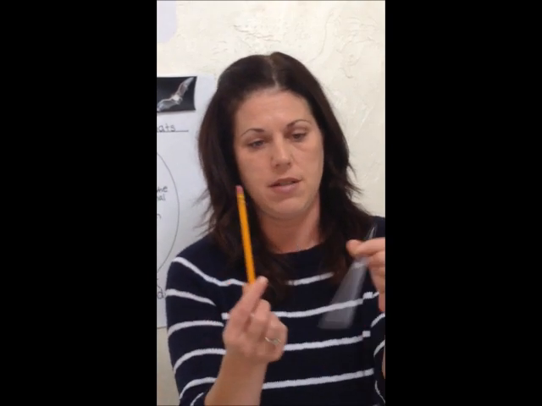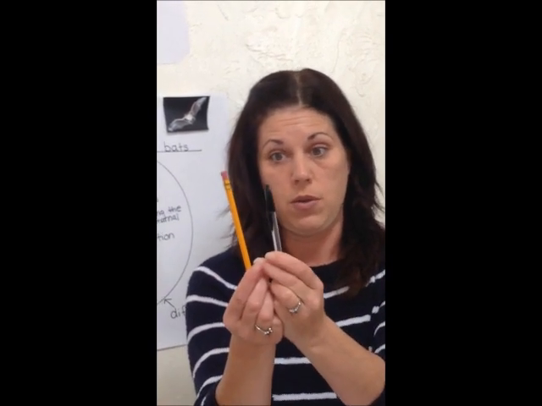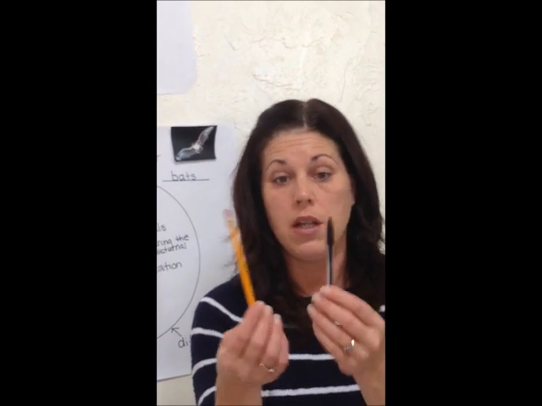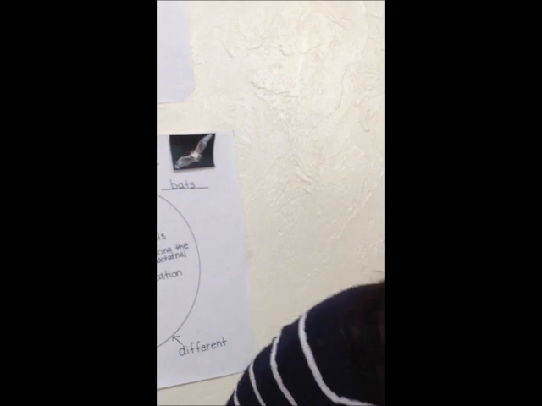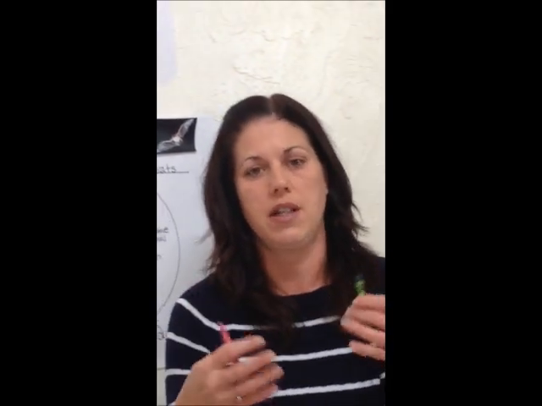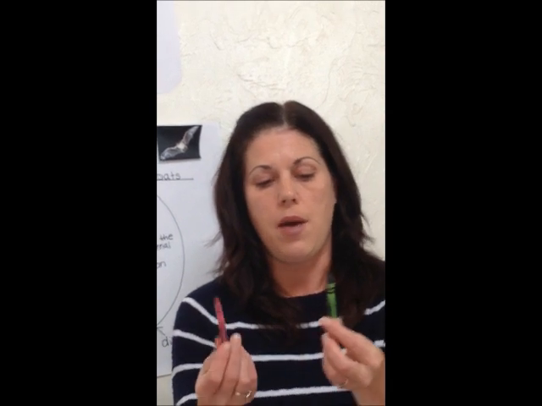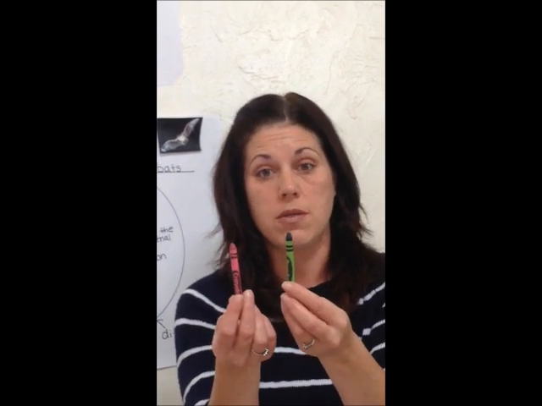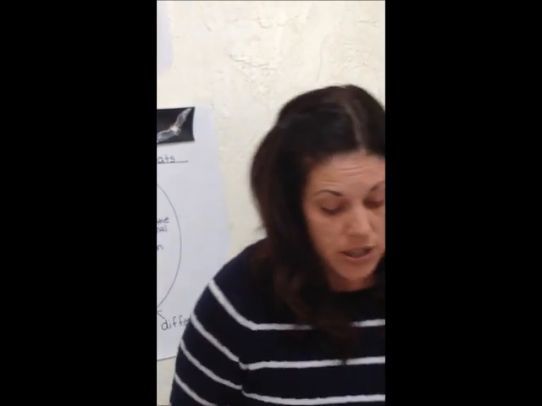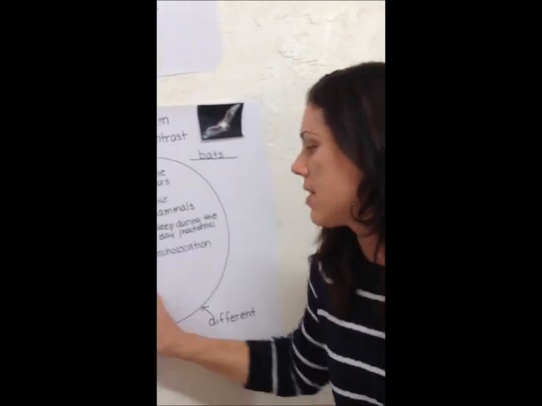You can also do what's the same about these. Okay, they're both writing utensils. What's different about them? One's a pencil, one's a pen. And I would keep doing these objects until they really got the idea. What's the same? They're both crayons. What's different? One's red, one's green. So then after that, I would go back to the Venn diagram to really start to fill it out and explain to them.